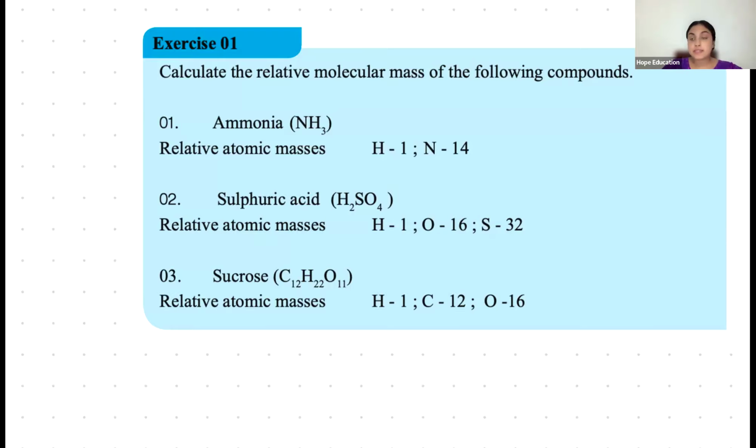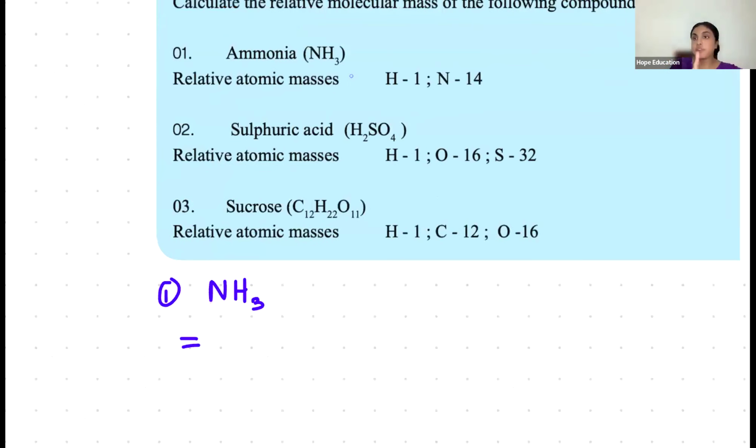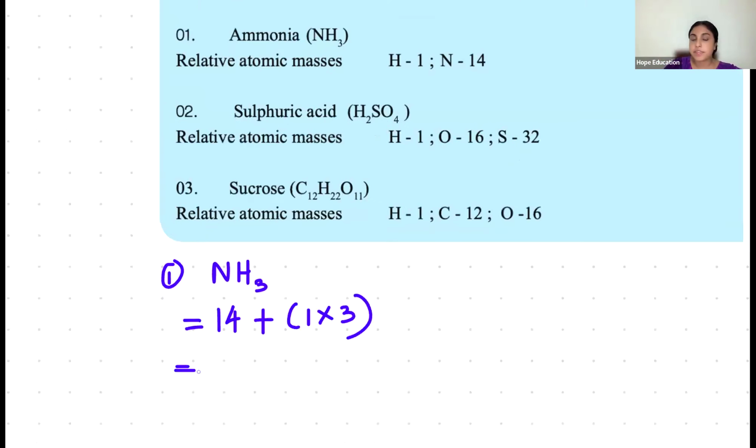So let's discuss each and every one of these. First one, ammonia. Ammonia is NH3. Look, there's one nitrogen atom here. The relative atomic mass of nitrogen is 14. 14 times 1, so you can just leave it as 14. Plus the relative atomic mass of hydrogen is 1 and there are 3 hydrogen atoms. So that is 1 times 3. So 1 times 3 is 3. 3 plus 14 is 17. And the relative molecular mass of ammonia is 17.